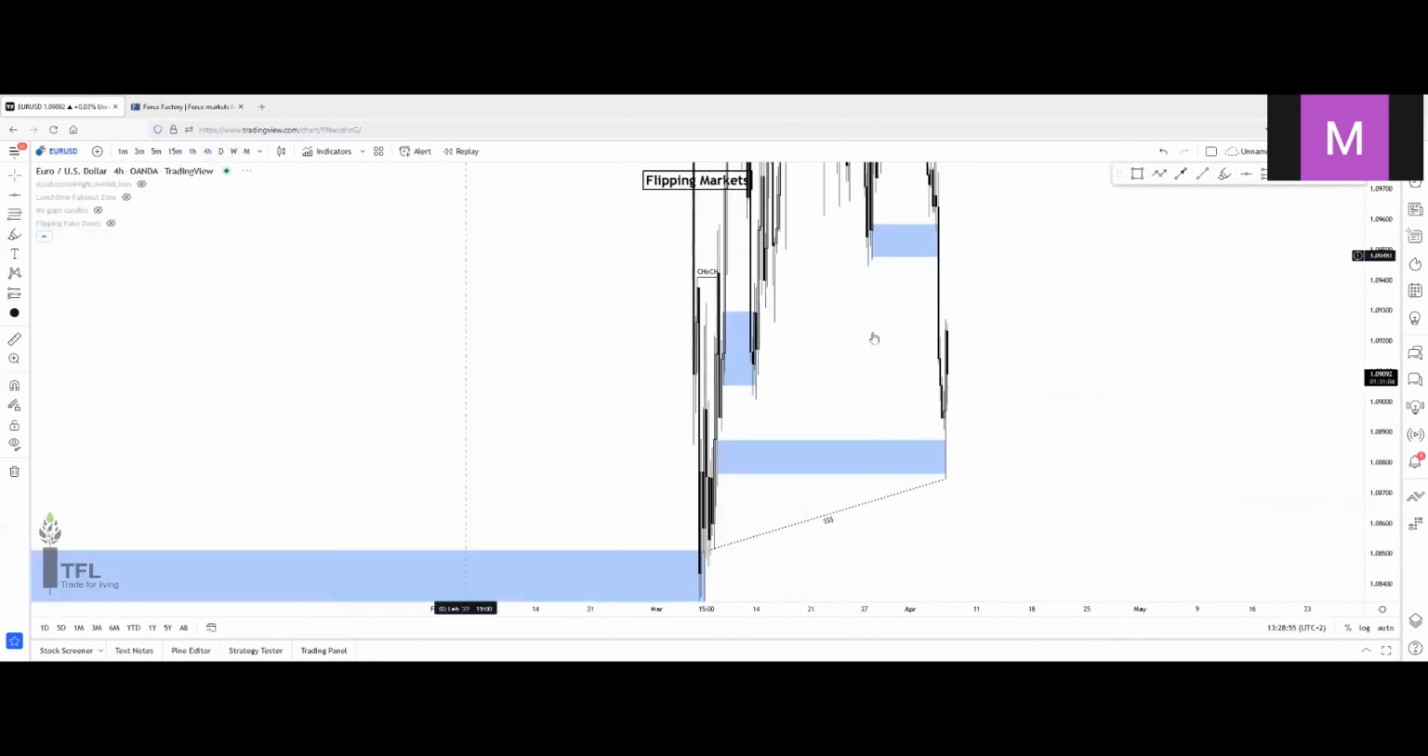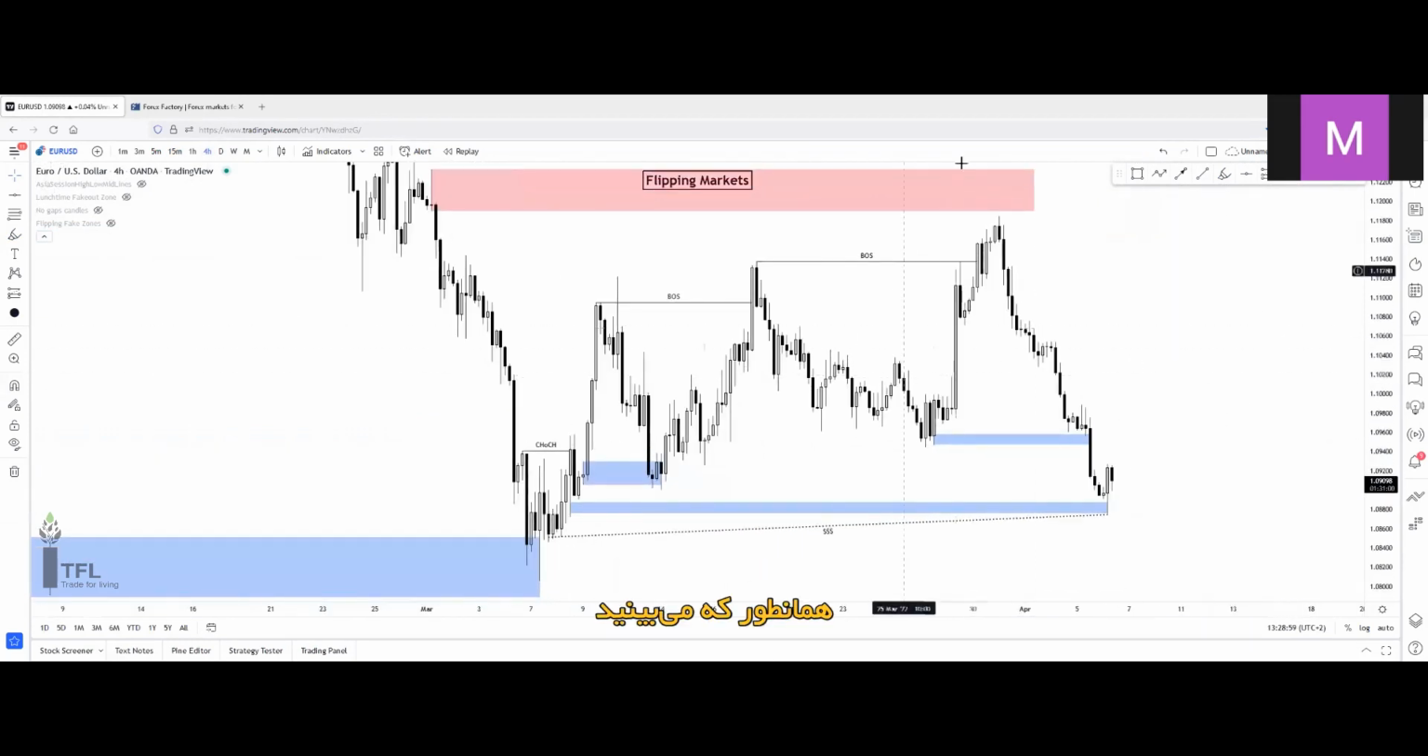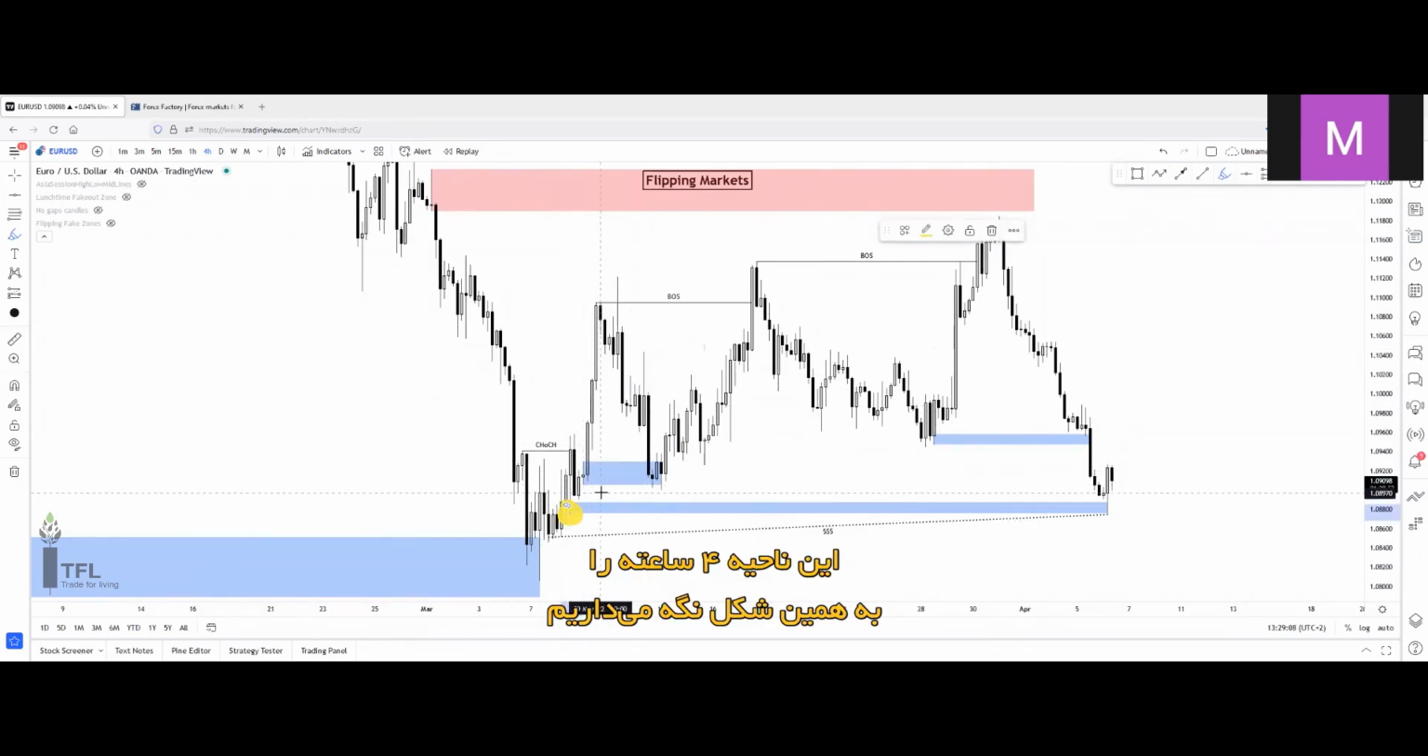Okay, but let's switch back to the 4-hour chart and see the 4-hour zones. As you can see, we can't really identify a good 4-hour demand zone at this region. So we'll just skip it. We just leave this 15-minute zone as it is.